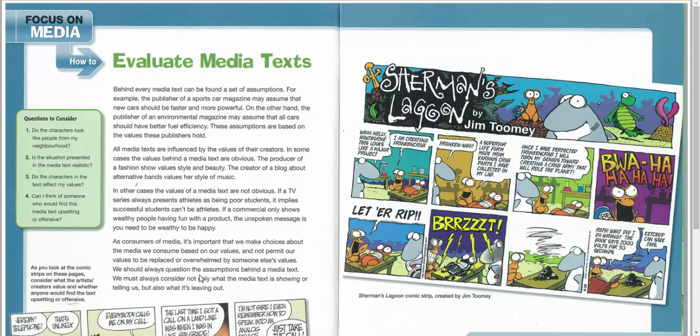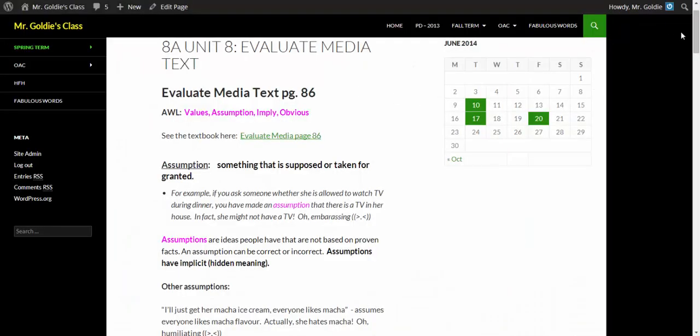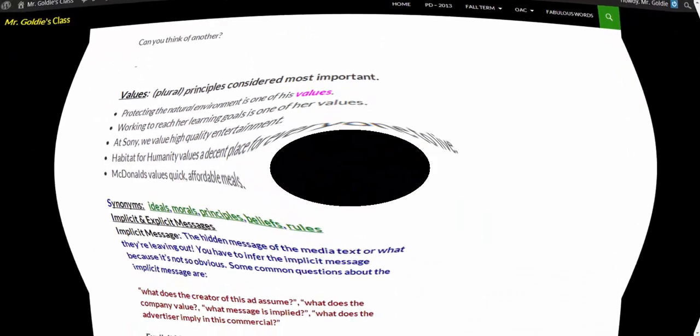We should always question the assumptions behind the media text because they always make assumptions. We must always consider not only what the media text is showing or telling us, but also what it's leaving out, so that we're not persuaded to do something we believe is wrong, for example, or we're not persuaded to purchase something with our hard-earned money that we really don't need, but somebody has made us think that we need to value that. So we need to be careful as we consume media text.